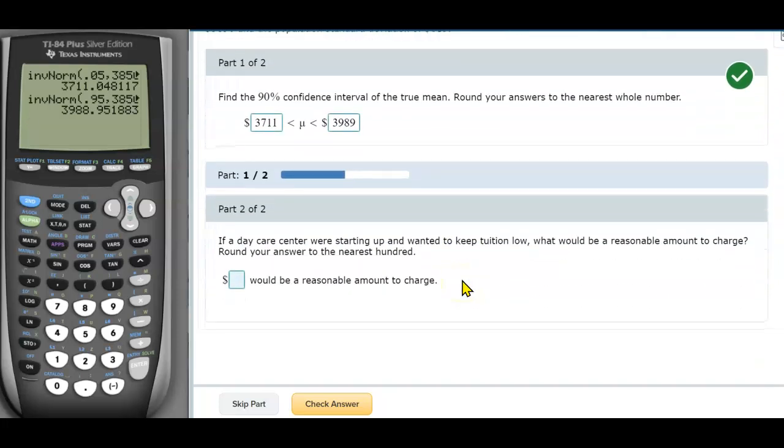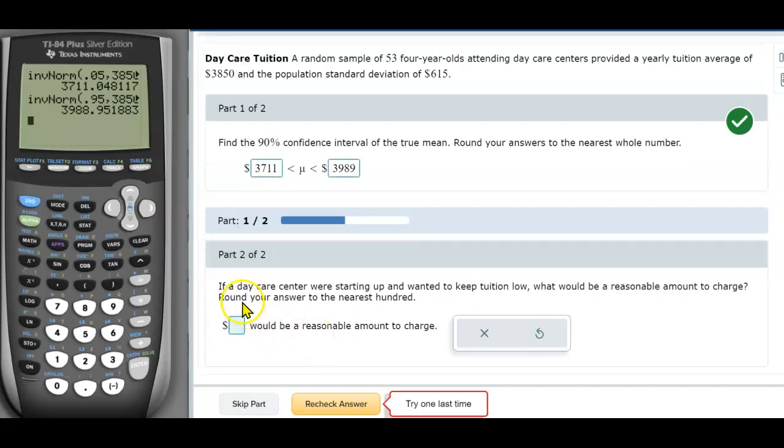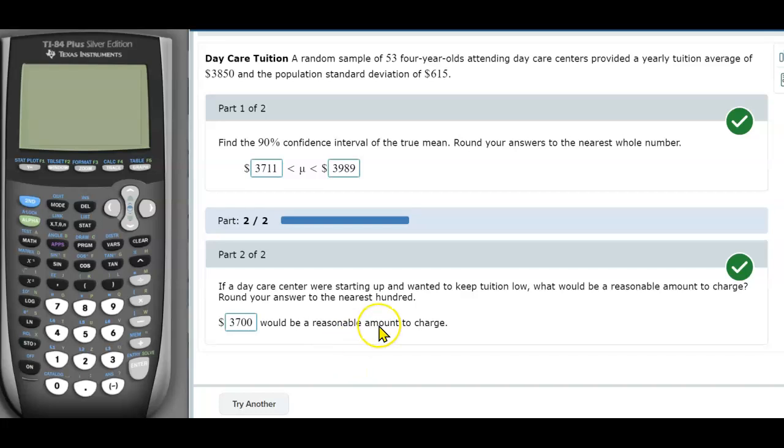Okay, that's great. Now, the second question. A daycare wants to charge a low tuition, the lowest possible, and I guess here they want to meet the 90% confidence interval, the 90% of their population. What would be the lowest end here? You need to pay attention to this sentence, nearest 100. So you want to round your answer to the nearest 100. If I round 3711 to the nearest 100, it would be 3700, and let's check it. And that's correct. All right, that's all.